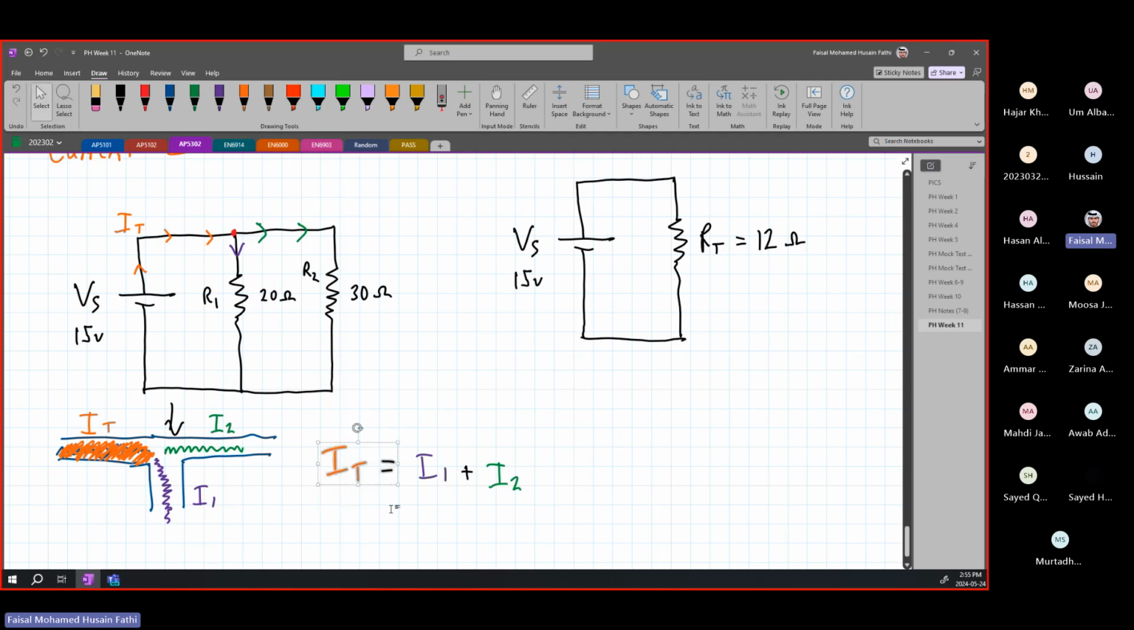Therefore, the same idea applies to current. So I total is going to be split into two currents through this node. They call this a node, all right? This is a node. A point, a connection point, they call that a node.